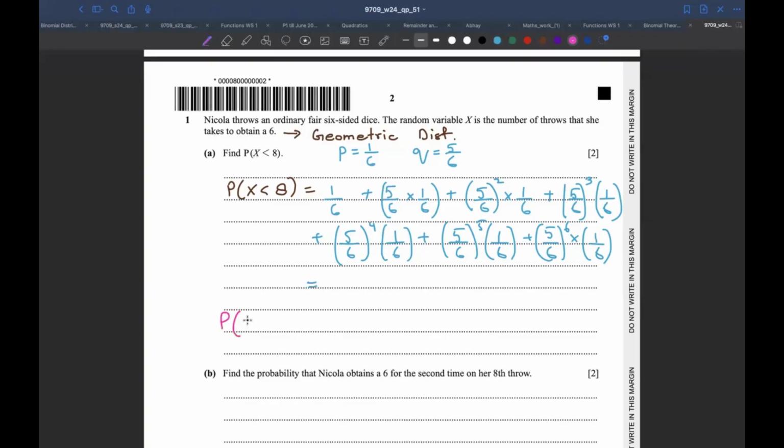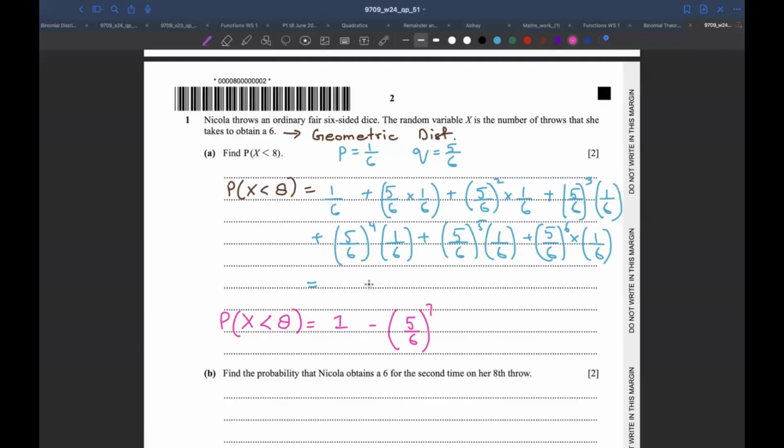Or the second method is that if you are finding X less than 8, we can subtract from 1 the probability of 7 failures. Over here, what we did was we found each of the probabilities for the first, second, third, fourth, fifth, and sixth attempt. To find X less than 8, we can find the probability for 7 failures and then subtract it from 1, and we'll get the probability that she gets a 6 before the 8th attempt. Okay, so what's the answer?